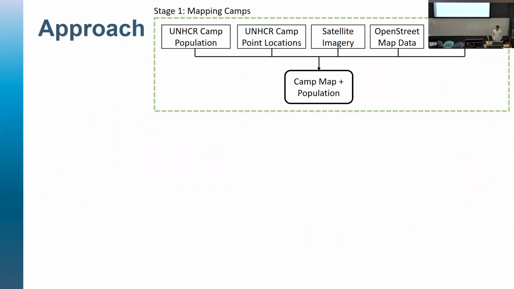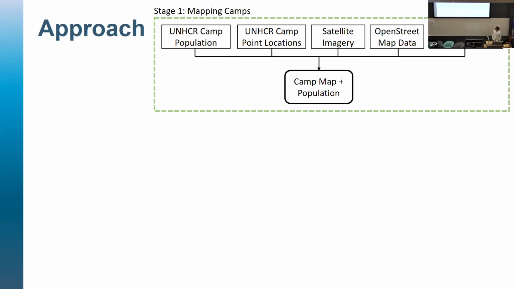So now to begin taking you through our methodology quickly. We split our methodology into 3 stages. We began by mapping the camps. We then evaluated the global population maps, and then based on this, we carried out a flood exposure analysis.